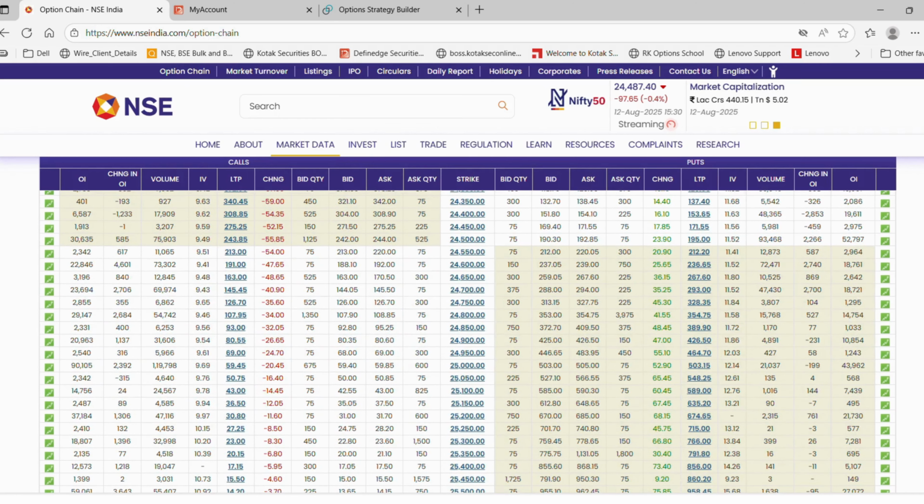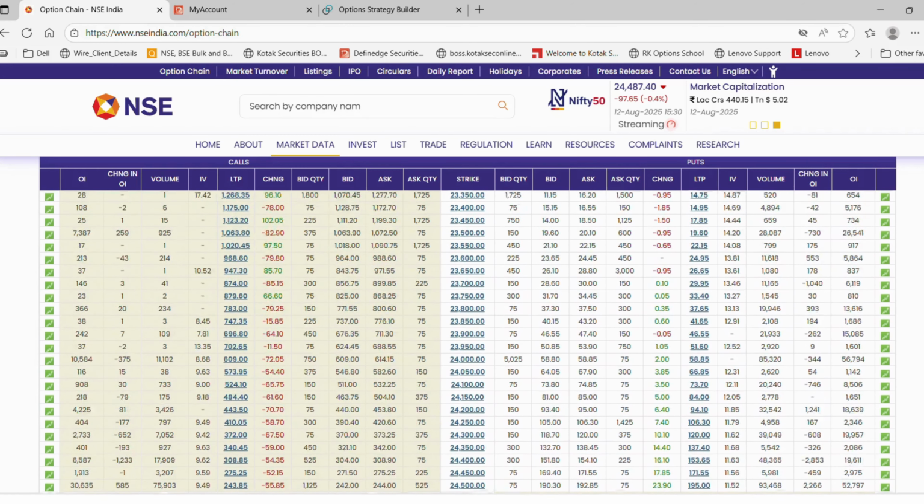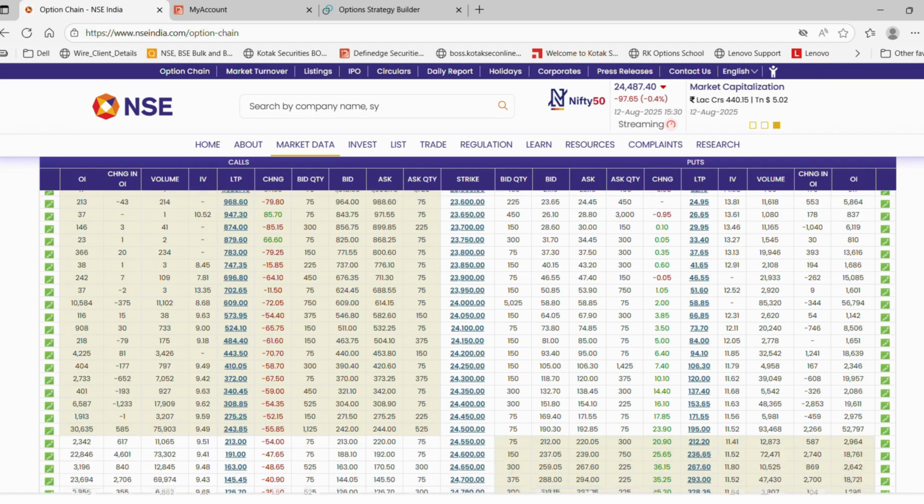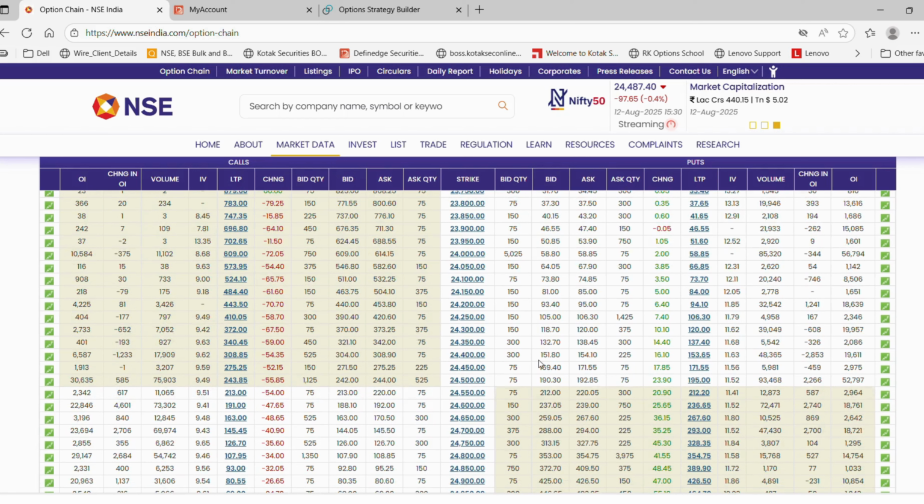The important thing here is the LTP, which is the last traded price, that is the current price. And of course you have the bid and the ask also, to understand if sometimes the difference between them is higher. The closer you are towards the at the money strike prices, the difference between bid and ask will be lower, of course. So this is how you look at the data on nseindia.com, which is a free tool.